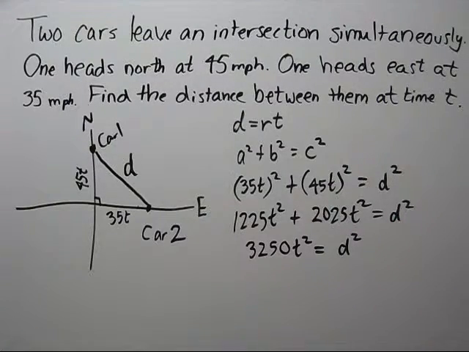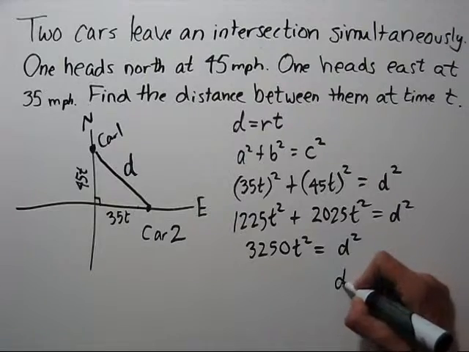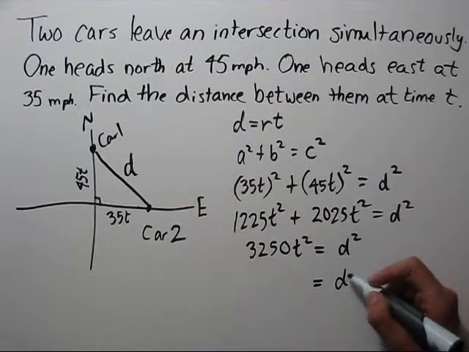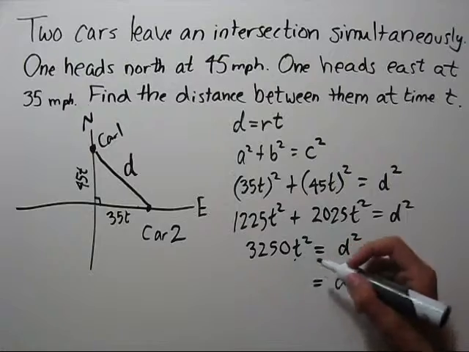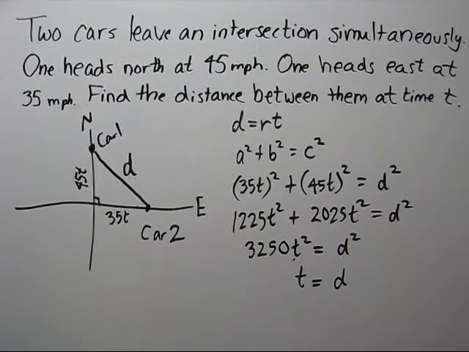And we're trying to find d, so let's take the square root of both sides. Square root of d squared is the absolute value of d, but d is never negative because it's a distance, so I can just put d. And same thing with t. Square root of t squared, I can just put t.